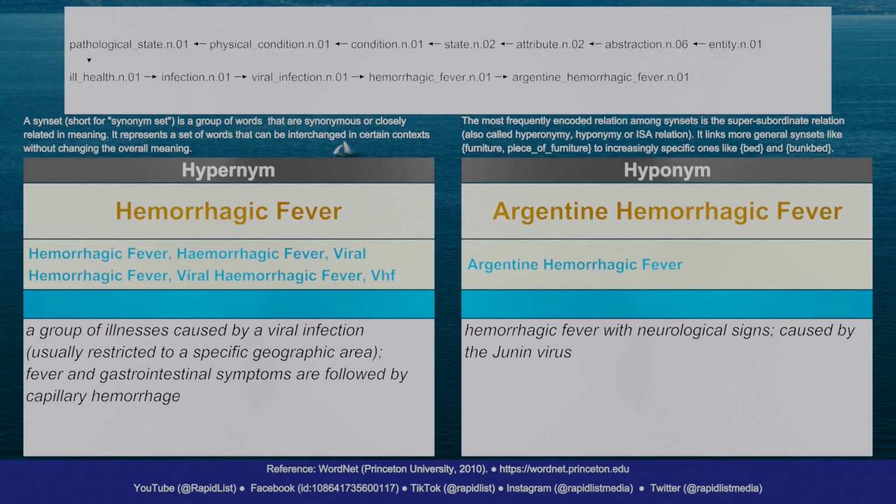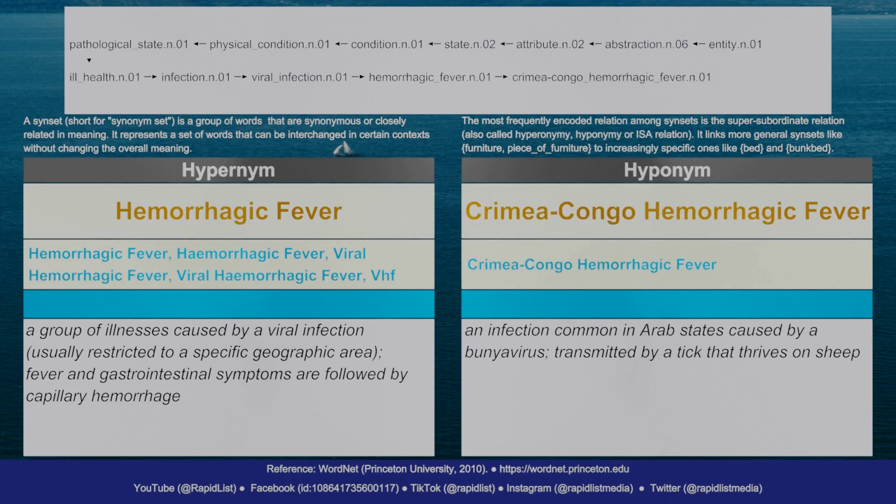Argentine hemorrhagic fever. Hemorrhagic fever with neurological signs, caused by the Junin virus. Crimea Congo hemorrhagic fever. An infection common in Arab states caused by a bunyavirus, transmitted by a tick that thrives on sheep.